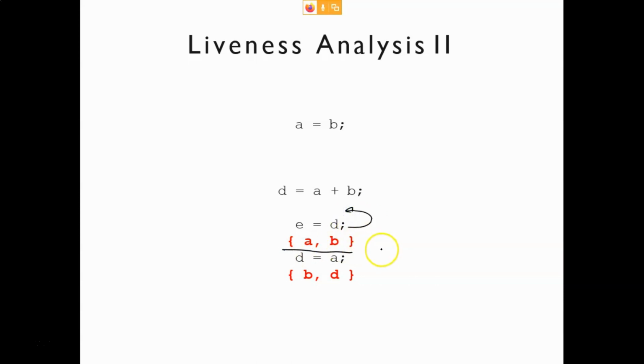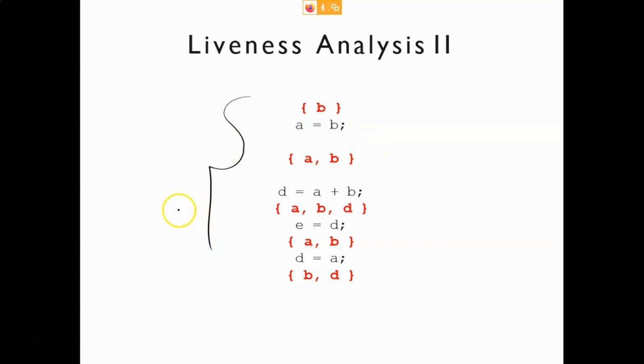You will include d and you will remove e, but there is no e, so there is nothing to remove. Now before this, what will you do? You will include a, b and you will remove d. So you will include a, b and you have removed d. Similarly, before this, what will you do? You will include b and you will remove a. So this is your liveness analysis.